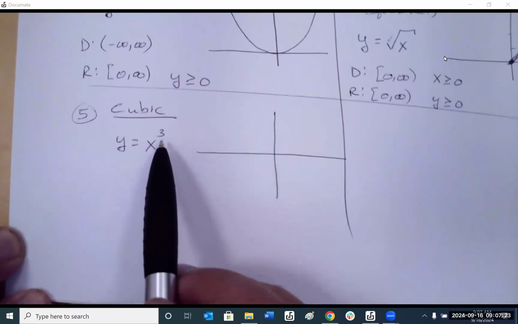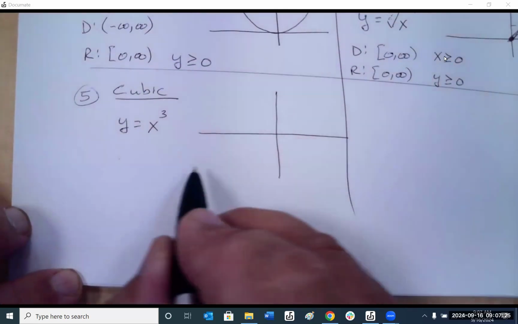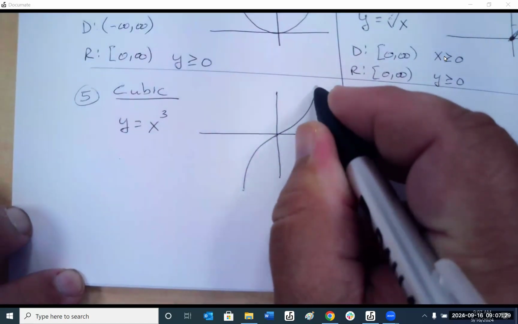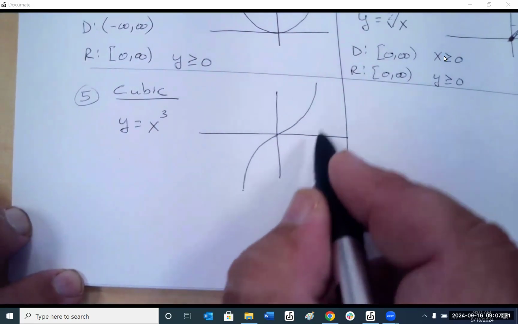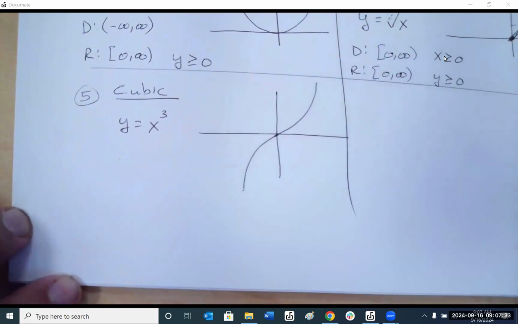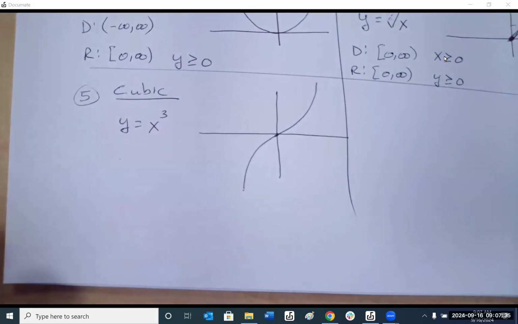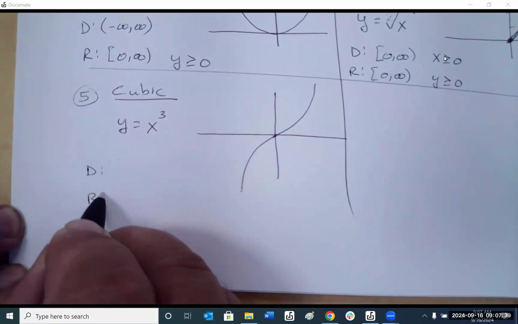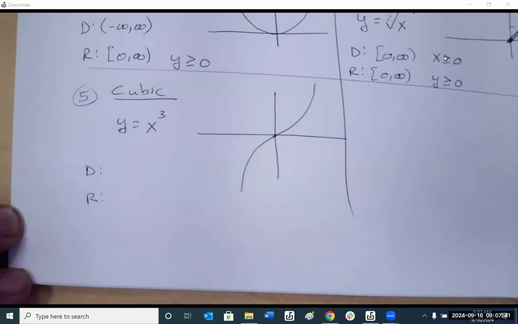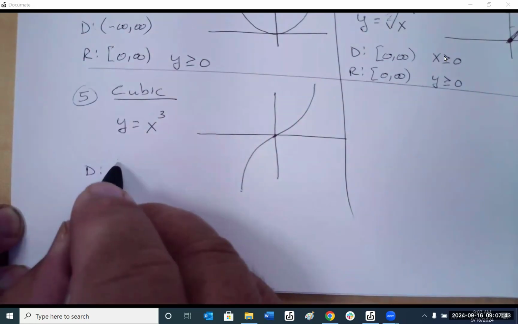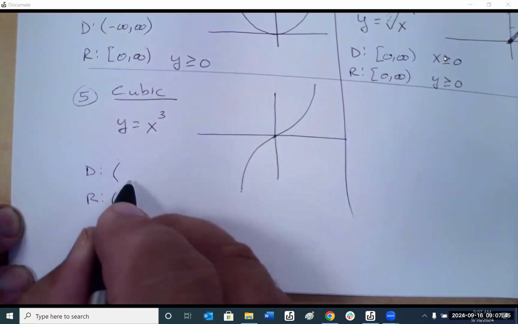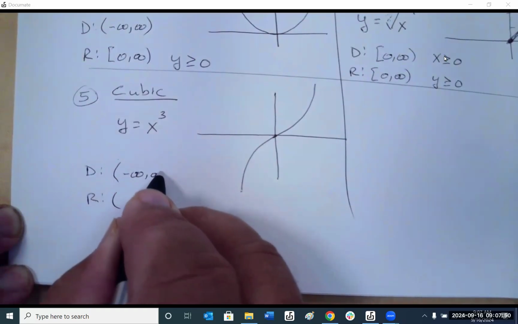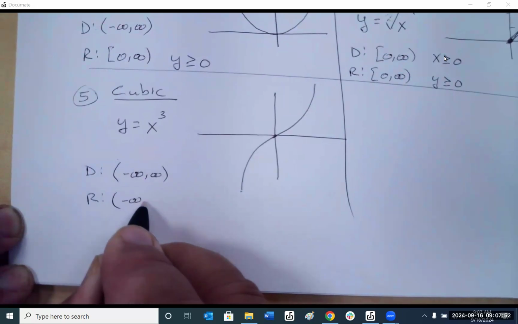But if it's odd, then if it's negative, it's negative. If it's positive, it's positive. If it's 0, it's 0. In the domain and range, all real numbers.